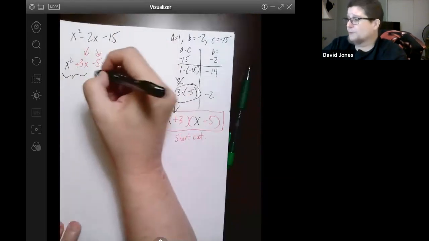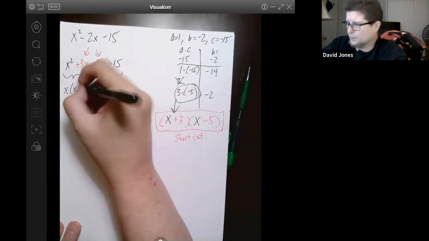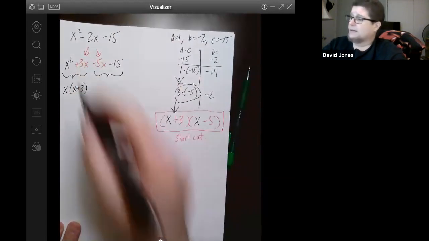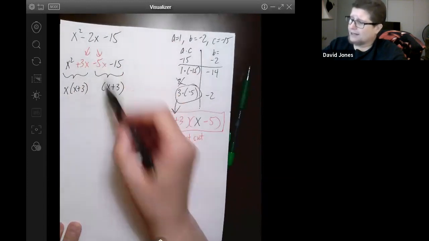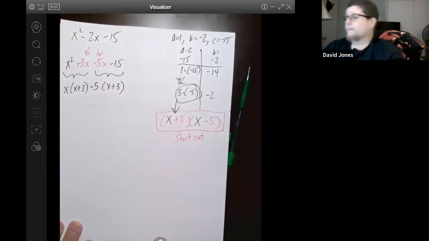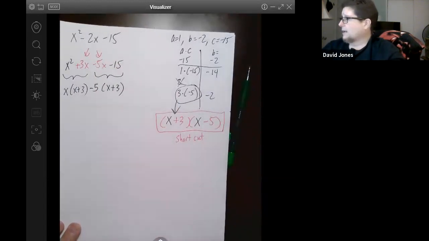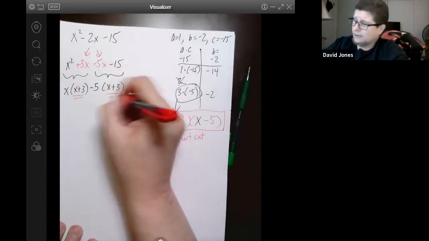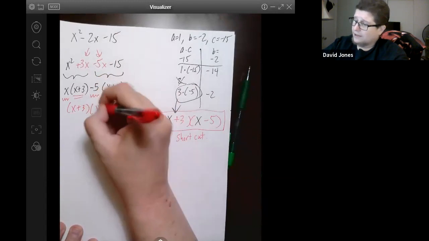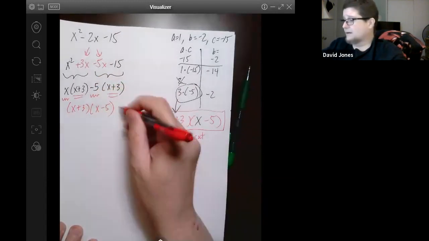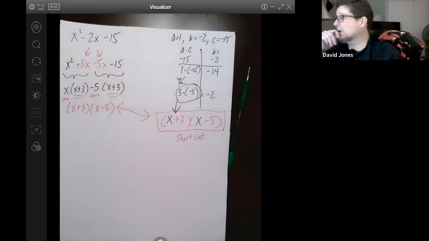We factor by grouping. This is x times x plus 3. I need the x plus 3 again. And to get -5x, I got to multiply x by -5. And I pull out my common terms. X plus 3 leaves behind x minus 5. So it worked.